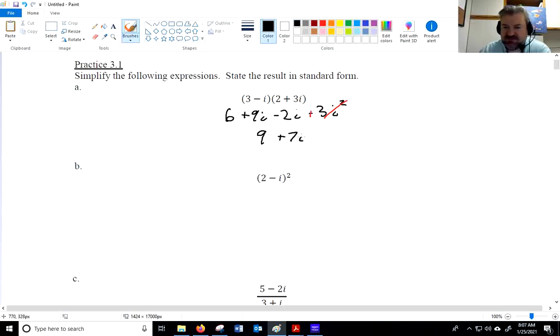Here we need to square this number, and we're going to use the fact that a plus b squared is equal to a squared plus 2ab plus b squared. So that makes this 4 minus 2 times a negative i. 2 times negative i is negative 2i, but times by 2 is negative 4i. Then plus i squared, which is actually a negative 1, making this 3 minus 4i.